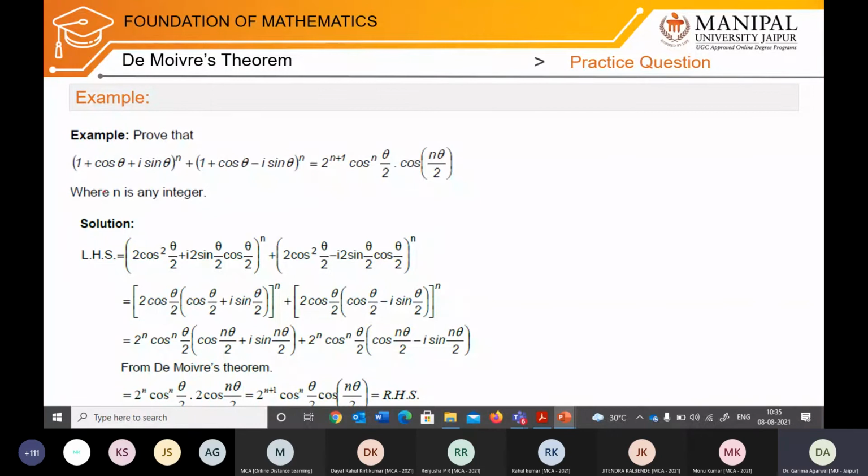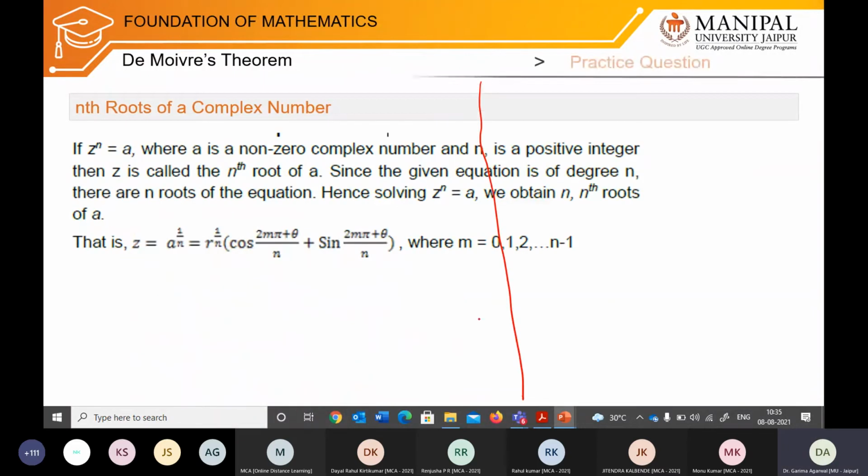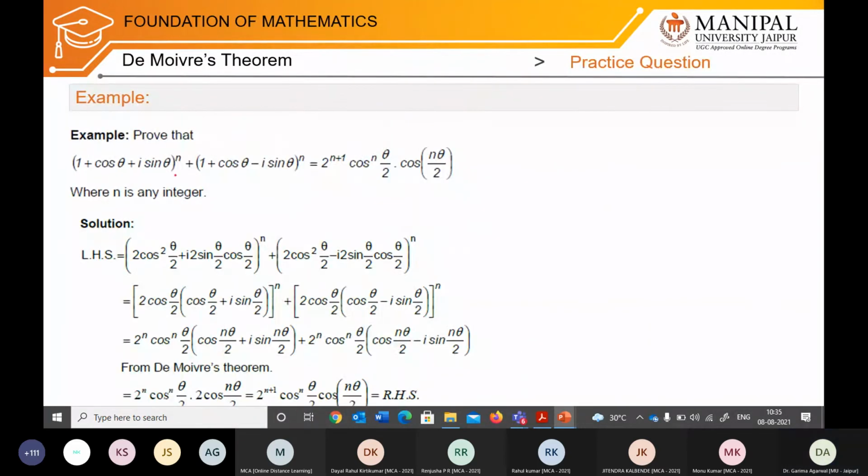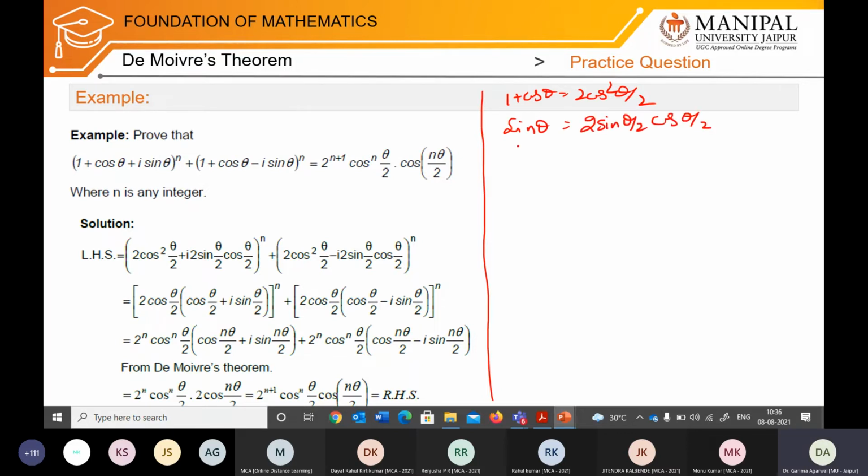Similarly, in this question again, we need to solve the left hand side and prove it equals the right hand side. So again, 1 plus cos theta is 2 cos square theta by 2, and sin theta is 2 sin theta by 2 cos theta by 2, right? We substitute the values of 1 plus cos theta and sin theta in the left hand side.